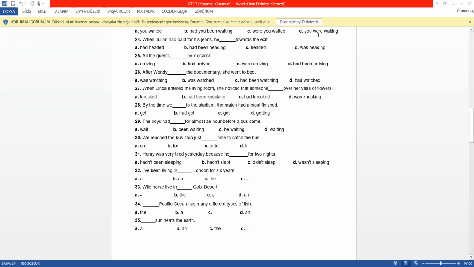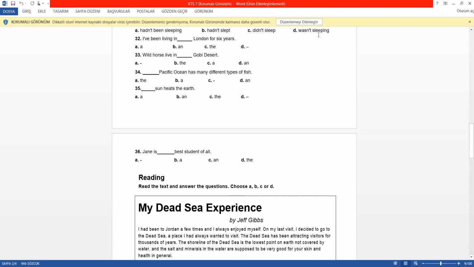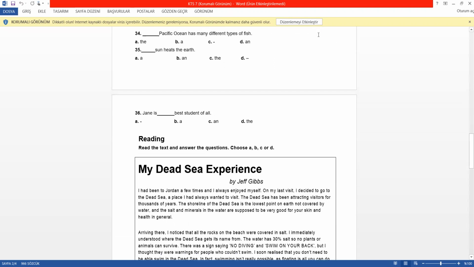In question 35, also the relevant answer is C, the, because the sun, the moon, and the earth are the only ones of their kind in our planet, and we use the definite article for them. In question 36, also the relevant answer is D, the, because here we have the superlative form of the adjective.